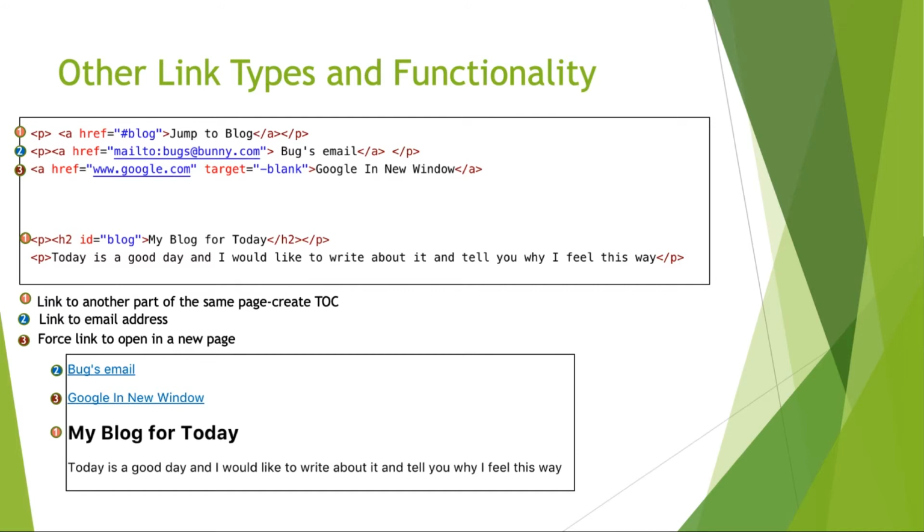Then I can also do something which is pretty cool. I can force the link to open into a new page. So I can do href www.google.com and then use the target attribute equals, and then in quotes, _blank. And that's going to take me into a new page. So those are some of the other things that don't always get emphasized in trainings that you might find useful when you're using links.